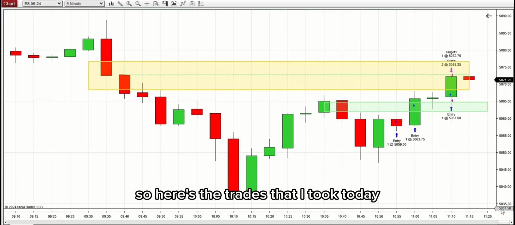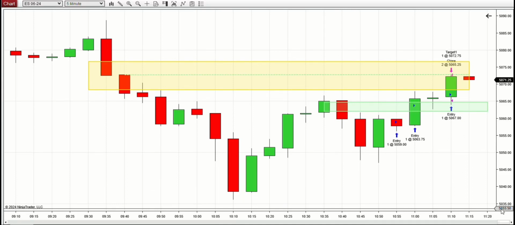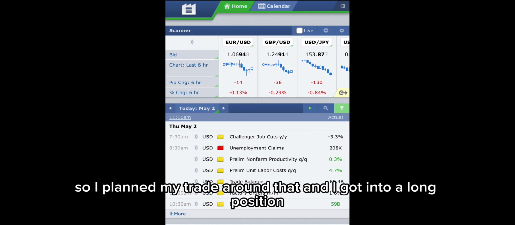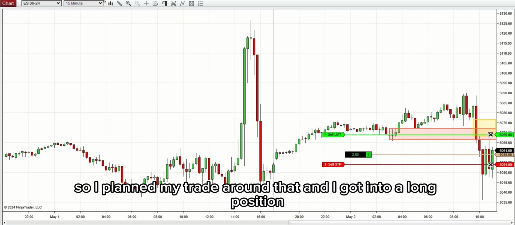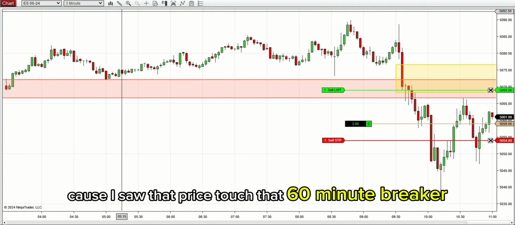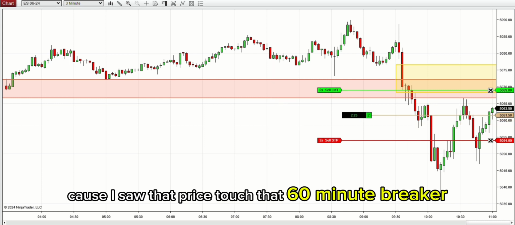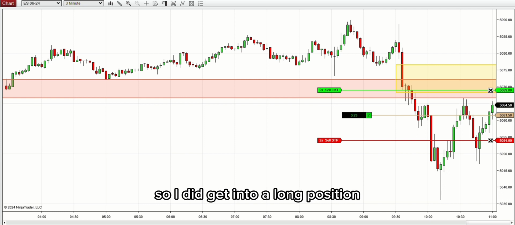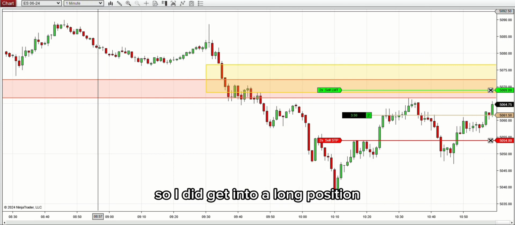So here's the trades that I took today. We had news at 8:30, so I planned my trade around that. And I got into a long position because I saw that price touch that 60-minute breaker, retrace down a little bit, but then wanted to go back up. So I did get into a long position.